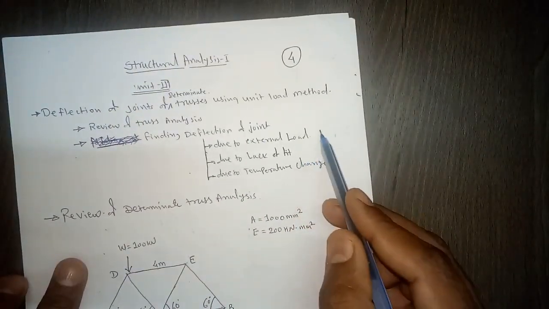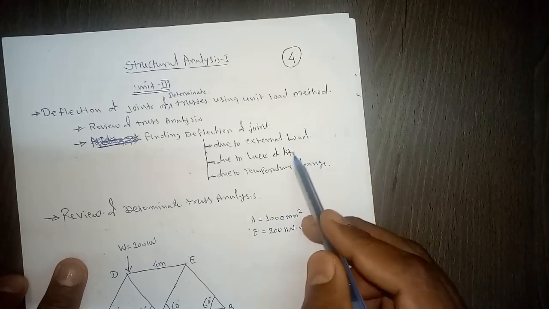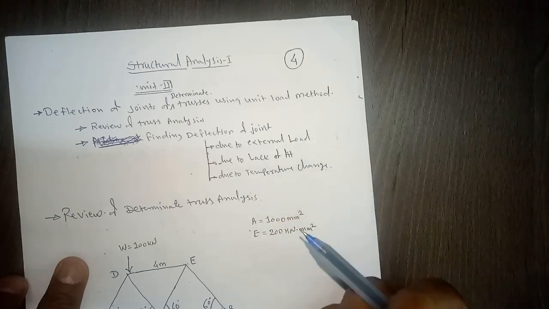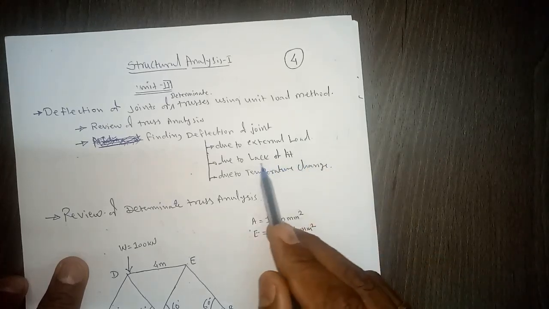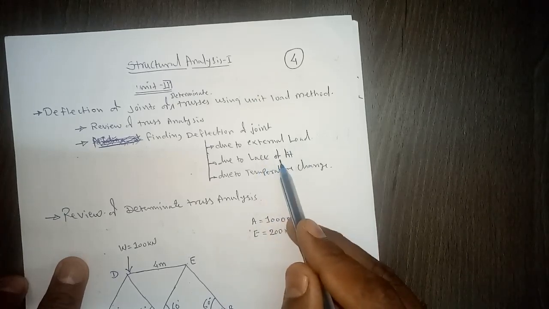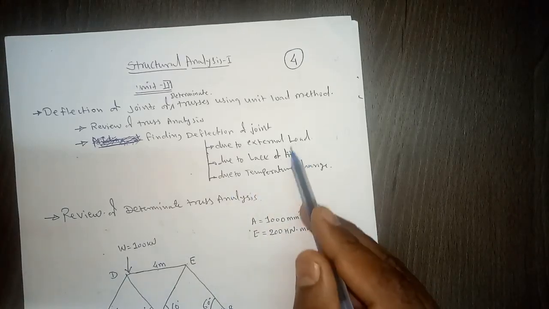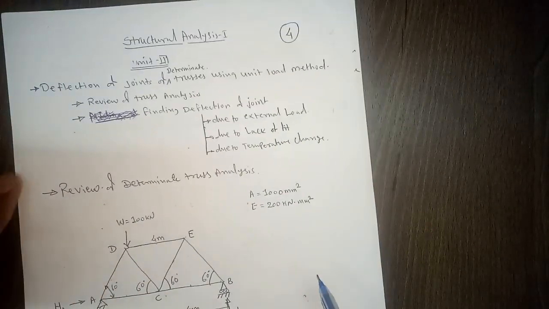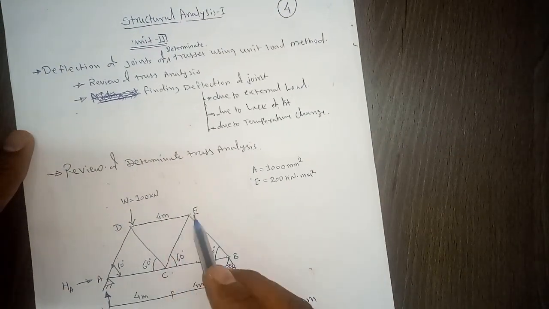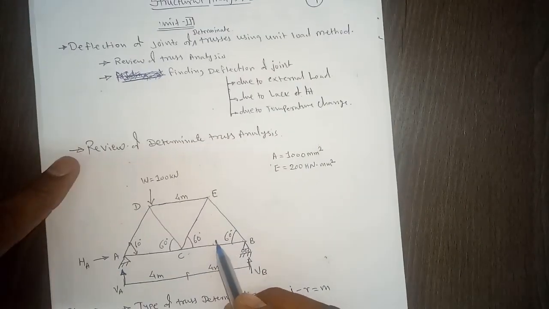There can be three reasons for deflection. One, due to external load, which is the predominant case. Second, due to lack of fit. We already discussed that when some member is too short or too long, that causes lack of fit, and it causes additional stresses or additional deflection in the structure. And then, due to temperature change. These three things we'll discuss, and because of these three reasons, the change in the deflection is what we'll discuss.